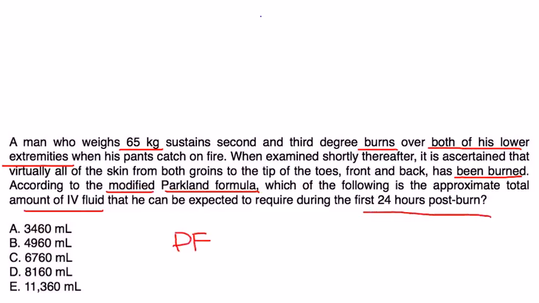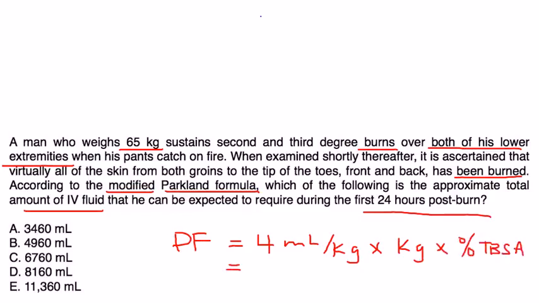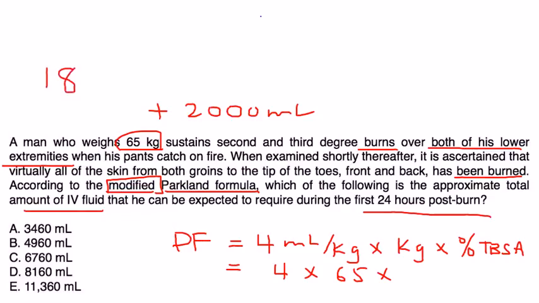Okay, well, Parkland formula is 4 mLs per kg times the weight in kg times the total body surface area that's been involved in the burn. And the modified Parkland formula just adds an additional 2,000 mLs, and we'll do that after we calculate it. So we have 4, the kg is 65, and then they don't give you the percentage, but they tell you that both of his lower extremities are involved, and each lower extremity is 18%, so 2 would be 36.